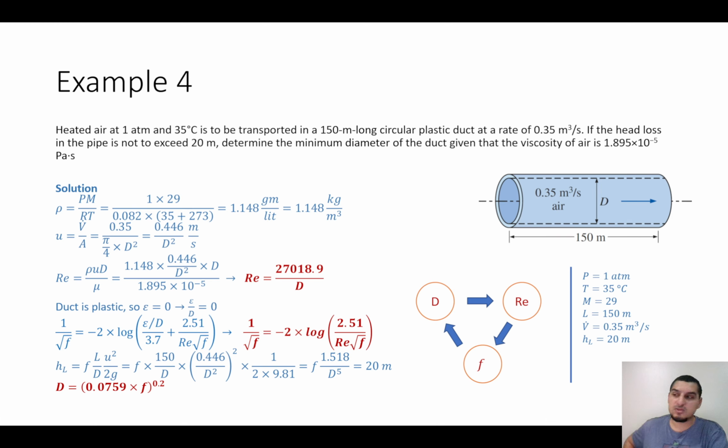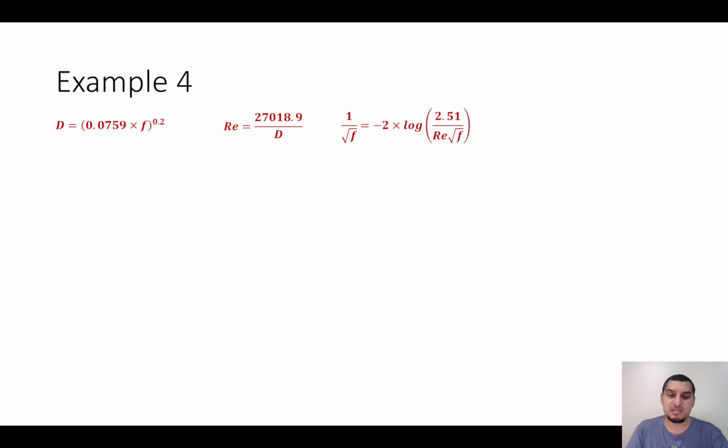So in order to find a way to calculate the diameter, we have to solve these equations by trial and error. Keep in mind that these are three equations and three unknowns, so there must be a solution to these three equations. But the solution needs trial and error.